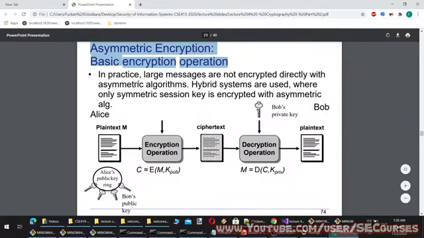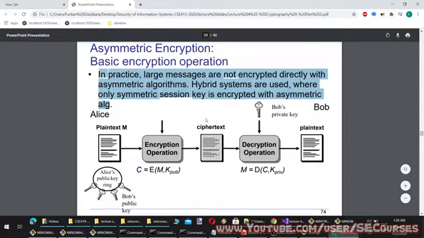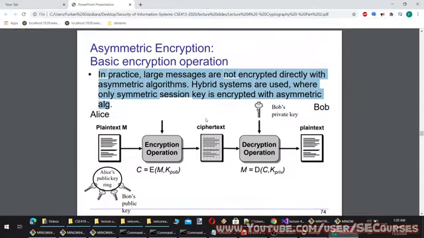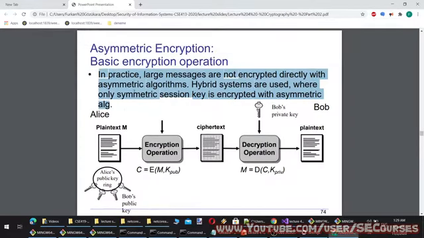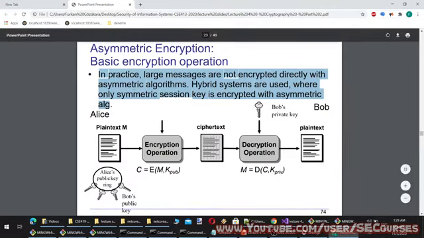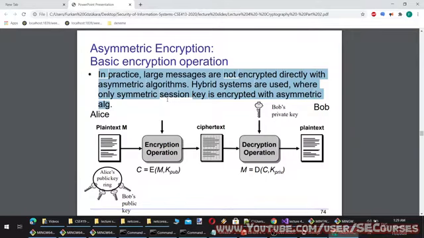Asymmetric encryption, basic encryption operation. In practice, large messages are not encrypted directly with asymmetric algorithms. Hybrid systems are used, where only a symmetric session key is encrypted with the asymmetric algorithm. Okay, so for large messages, we don't use asymmetric encryption because it is, let's say, more computationally expensive. Asymmetric encryption is used to exchange keys, and then symmetric encryption is used.